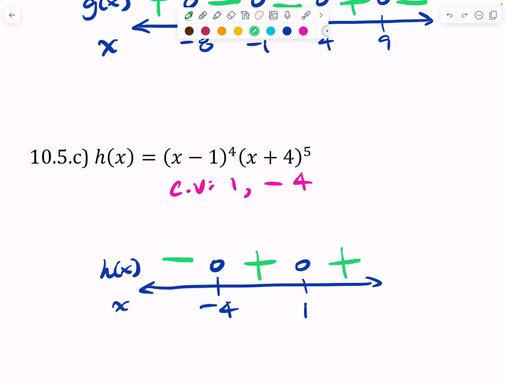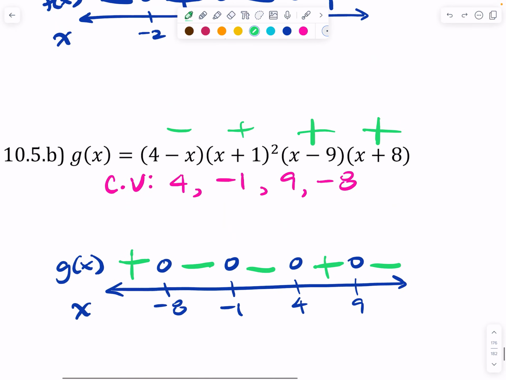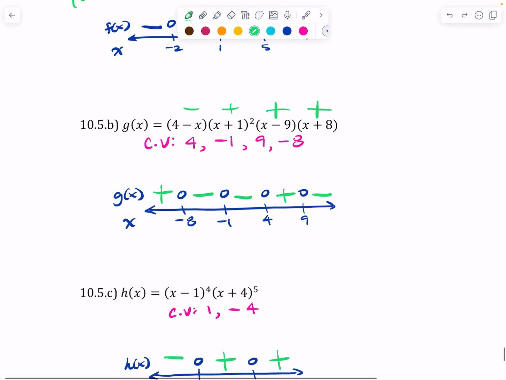If we look back at example B, we notice that as well. The 8, or this negative 8, came from a factor with a power of 1, which is odd, so it switched over that. But this negative 1 came from a factor with a power of 2, so what was on the left stayed the same on the right. Everything else also came from a power of 1. So we switched when we went over the 4, and we switched when we went over the 9. So that's kind of our shortcut method.